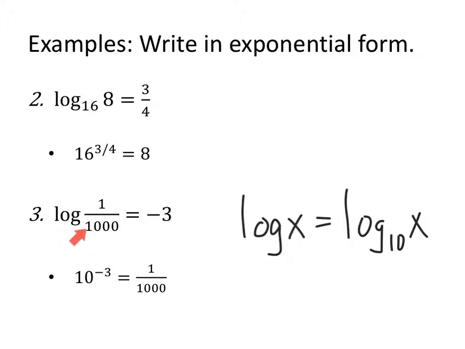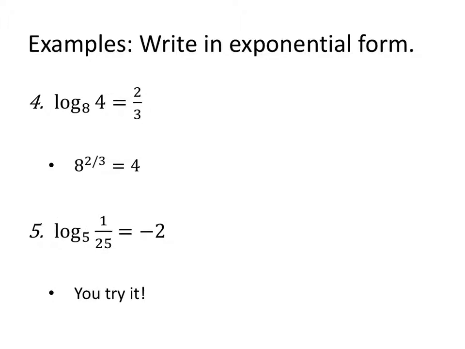So this is log base 10 of 1 over 1,000 equals -3. The base of the log is 10, so the base of the exponential is 10. The log is the exponent, so -3 is the exponent. 10 to the -3 equals 1 over 1,000. Log base 8 of 4 equals 2/3. The base is 8. The exponent, the log, is 2/3. 8 to the 2/3 equals 4.